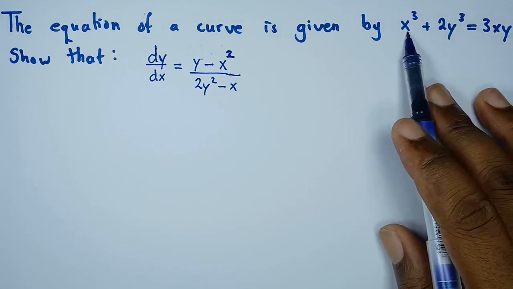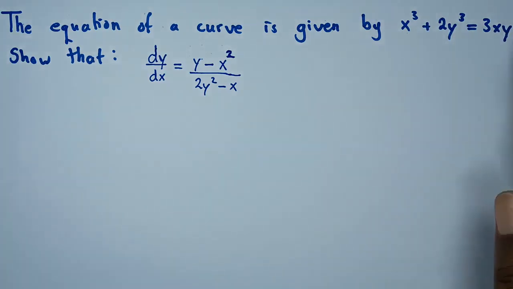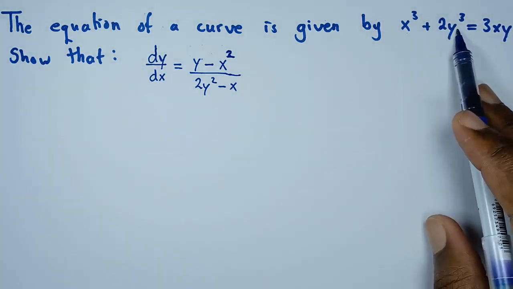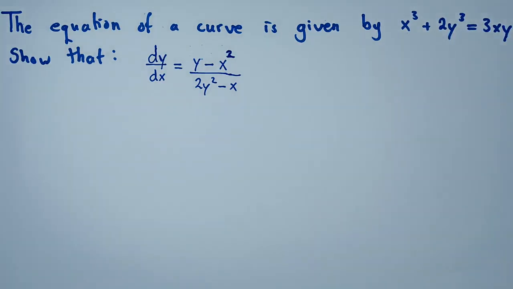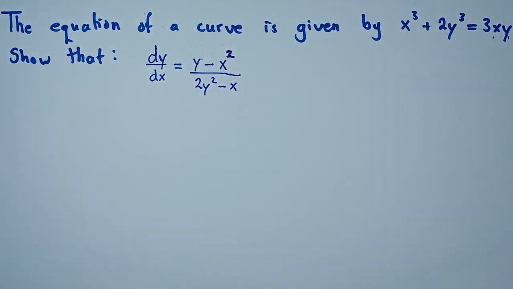To understand implicit differentiation, for this part where we have x to the power 3, we're just going to differentiate x with respect to x. But for this part where we have a term with y, we're going to differentiate with respect to y and multiply it with dy dx. Then for this part, we have x and y, we're going to consider them as two functions multiplying, and hence we shall use the product rule.